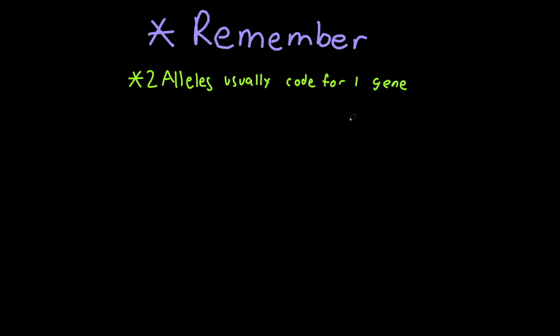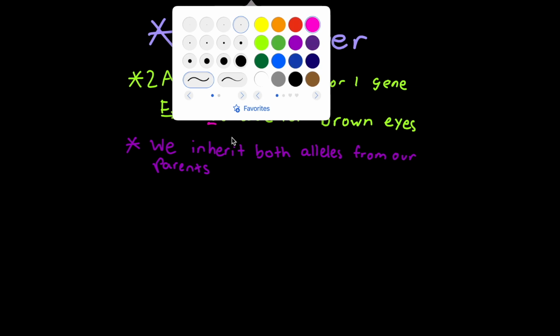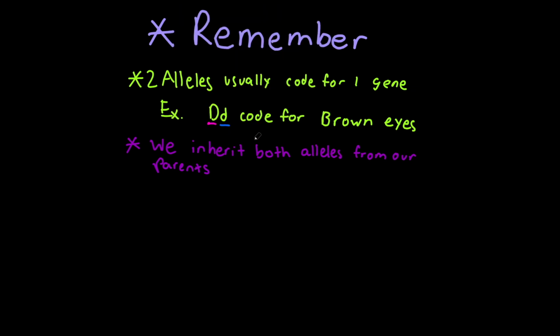Remember, 2 alleles usually code for a gene. For example, the heterozygous pair dominant D and recessive d codes for, let's just say, brown eyes. We inherit these 2 alleles from our mother and our father. So we can say that we inherited the dominant allele for brown eyes from our mother and the recessive allele for blue eyes from our father. So the dominant allele would be that capital D, the uppercase D, and the recessive allele would be that lowercase d.